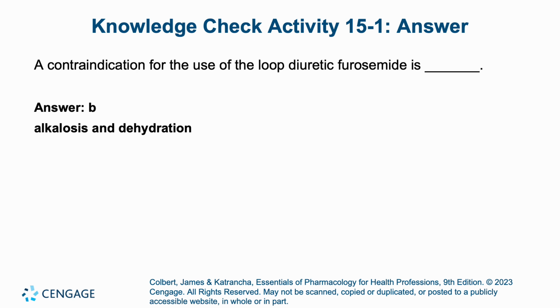Alkalosis and dehydration. Because the loop diuretics are not as specific and they are causing excretion of many different electrolytes, it can change the ion balance within the body. It can further potentiate alkalosis and dehydration because of fluid loss.